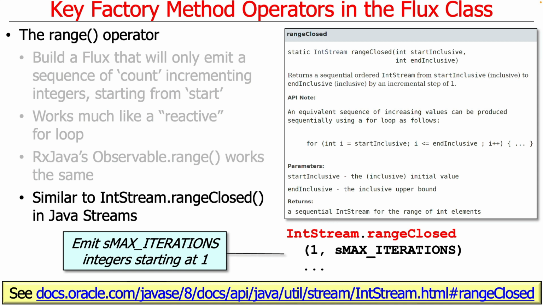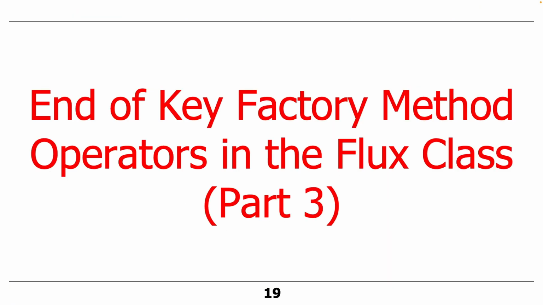And there's also a LongStream class in Java Streams that has these range and rangeClosed methods on it. There's also DoubleStream. There's a whole slew of different operators, different classes in Java Streams that will give you semantics that are very similar to the range operator in RxJava and Project Reactor. So that's just a quick overview of these two other factory methods.